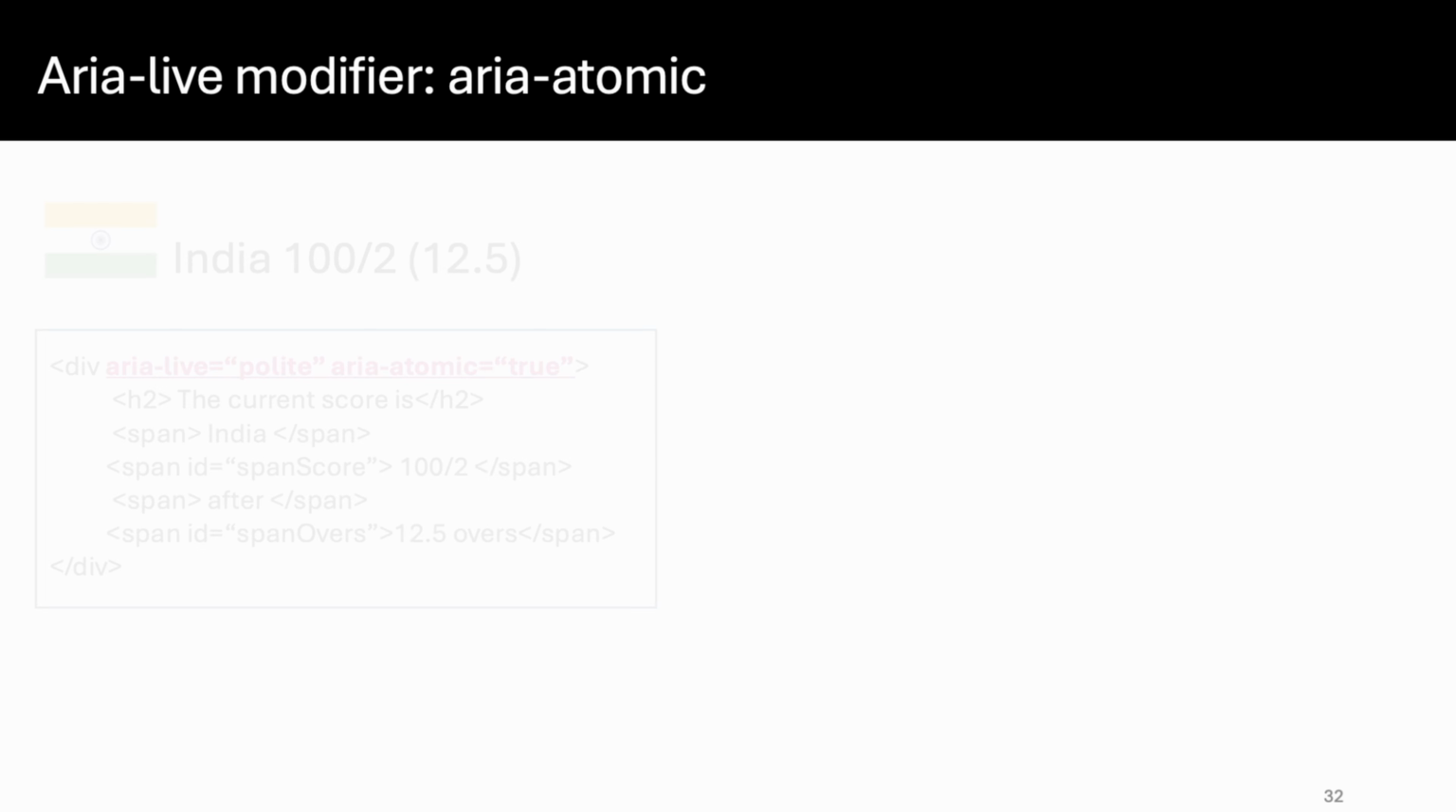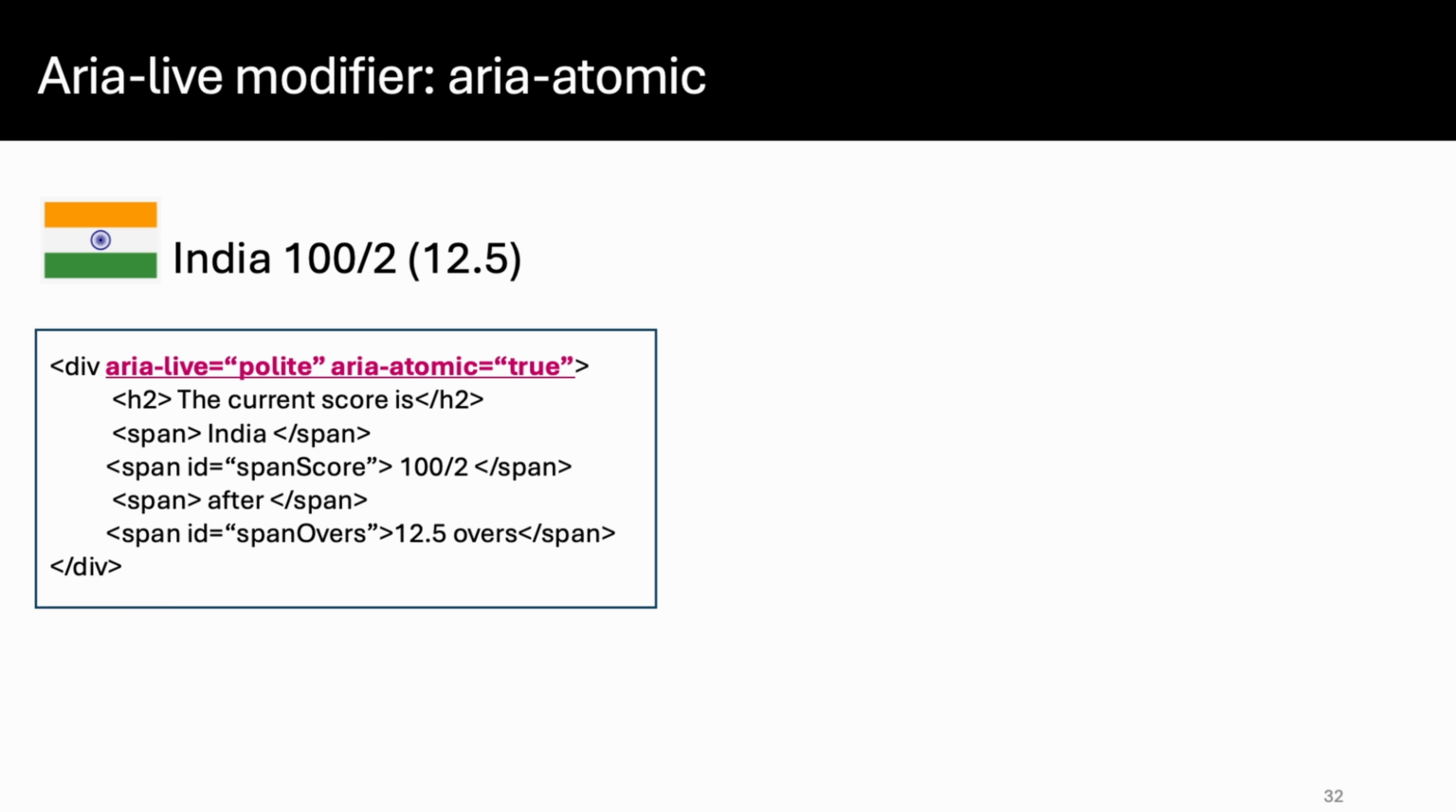It controls how much of the live region gets announced when something is changed. So in this example, when I gave aria-atomic true, even when only this score is changing, the entire div or the region will be announced. So rather than simply saying 100 for 2, it will announce the current score is India, 100 for 2 after 12.5 overs. And the same is true when only the span overs value is changing.